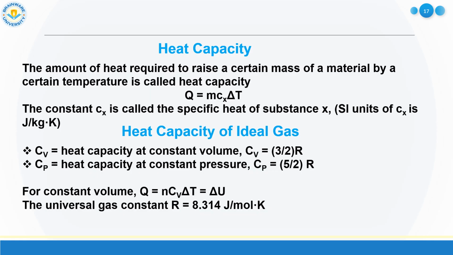For an ideal gas, heat capacities are of two types, formally called Cp and Cv. Cv is the heat capacity at constant volume. For a monoatomic gas, it is 3 by 2 R, and Cp is called the heat capacity at constant pressure. For a monoatomic gas, this is 5 by 2 R. For a constant volume process, we can easily write that the heat change Q equals n Cv delta T, which is delta U, where R is the universal gas constant.